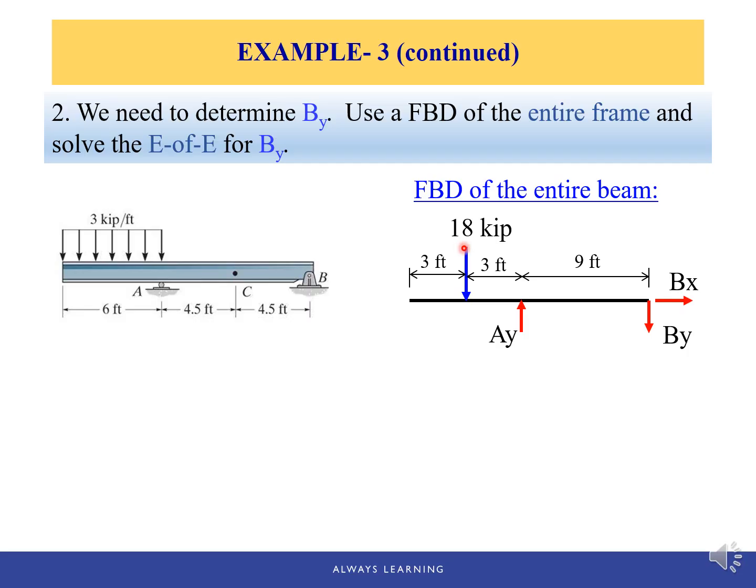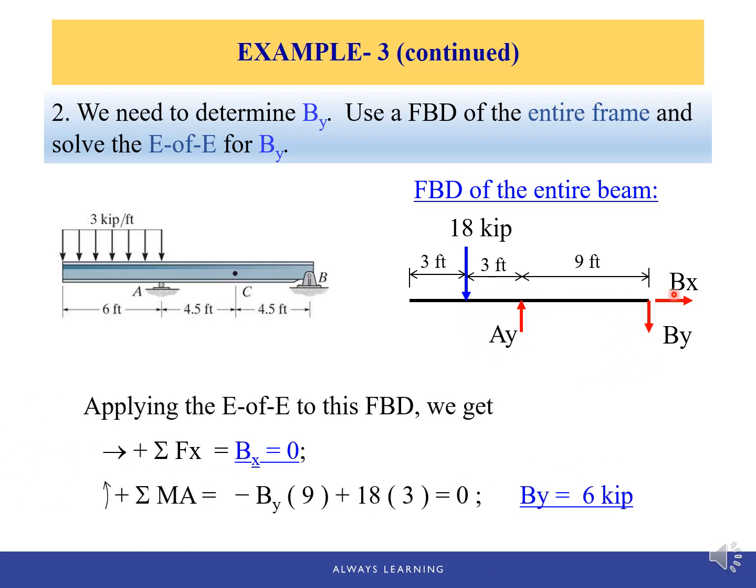And here I replace the distributed load with one concentrated load: 6 feet times 3 kip per foot, which will give us 18 kip. And at point A, we have AY, and at B, we have BX and BY. 3 unknowns, and we can write 3 equations. Again, we don't need to solve for AY, we only need BX and BY.